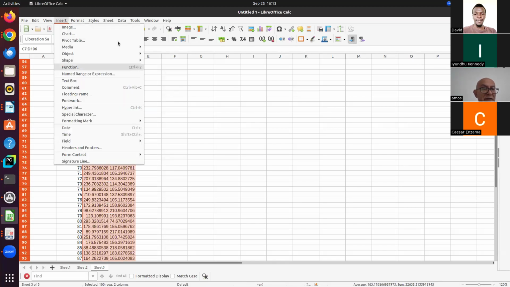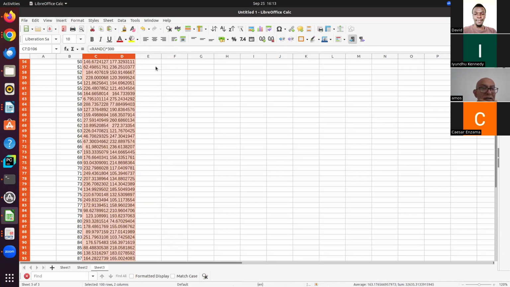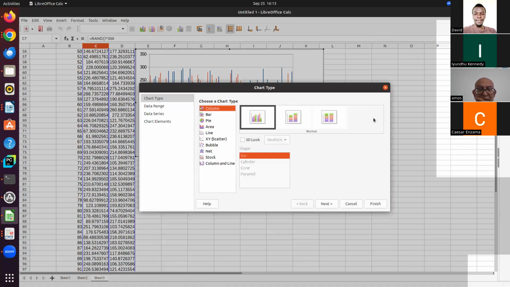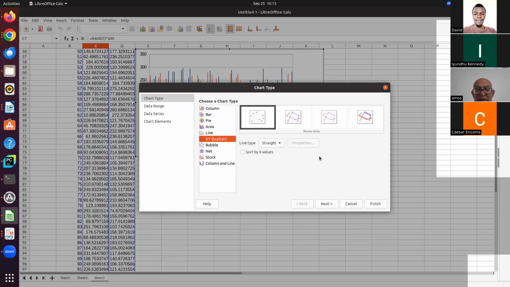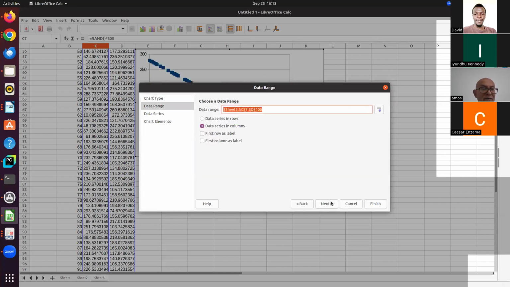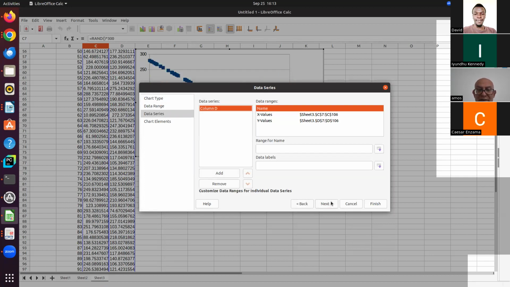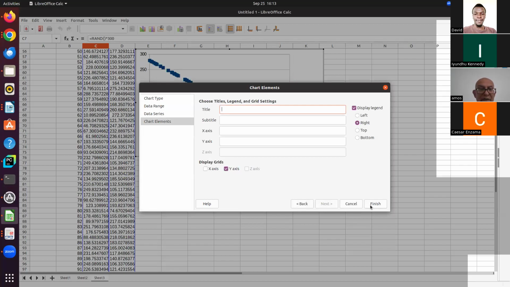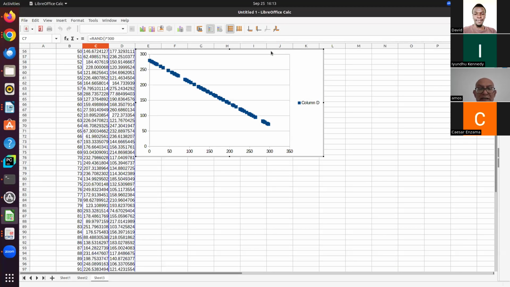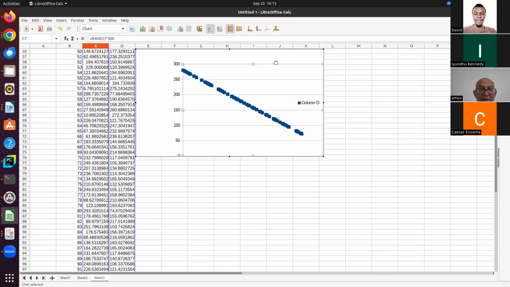Insert, and chart, and we'll get that one. Let's make the chart a scatter. Where's the scatter? Here we go. Let's do next. We get those fields. Next, we don't need to, and let's do finish. Here we go. You see the dots now.